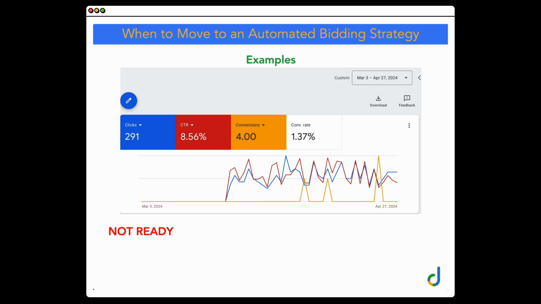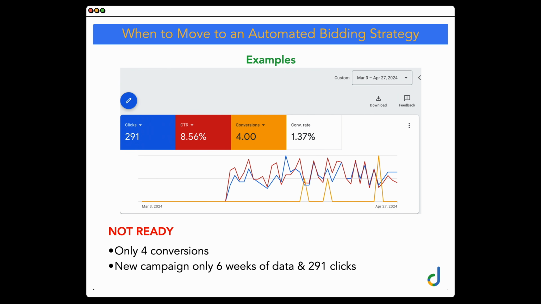Now, I know this may sound like an easy example, but I'm surprised at how many people off this amount of data will quickly rush to go over to a Maximise conversions or Maximise conversion value just because they had this little spike of conversions. This campaign is not ready for an automated bidding strategy. Firstly, because there's only 4 conversions, and secondly, because it's only a new campaign that's 6 weeks old and we don't even have 300 clicks of data yet.